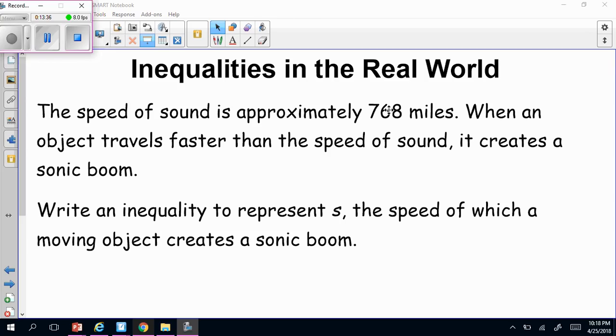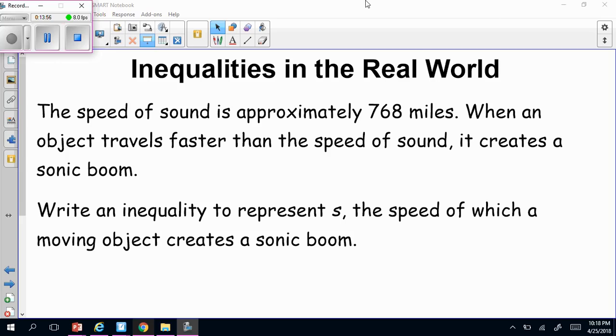Let's read this together. The speed of sound is approximately 768 miles. When an object travels faster than the speed of sound, it creates a sonic boom. It's saying to write an inequality to represent S, the speed at which a moving object creates a sonic boom.